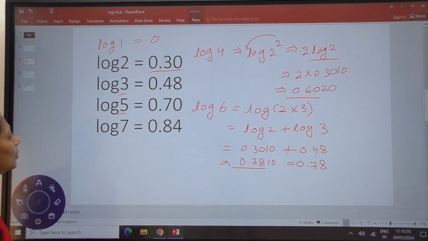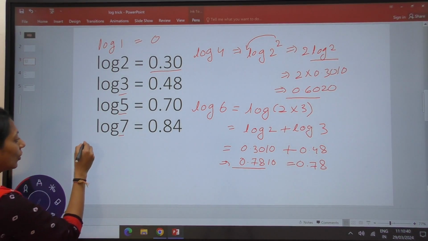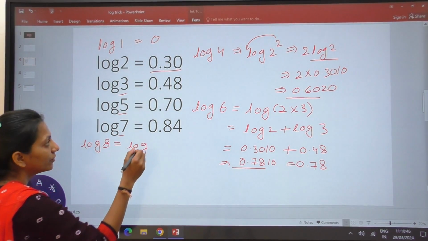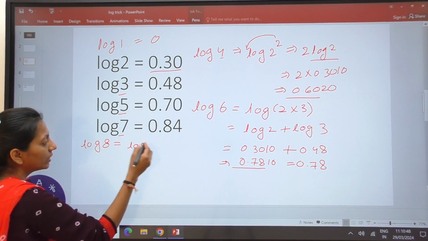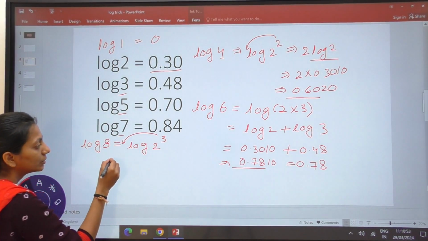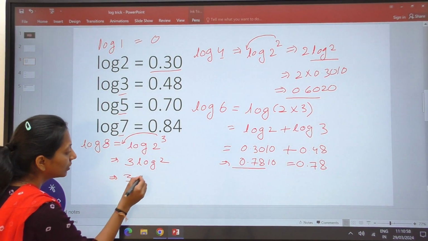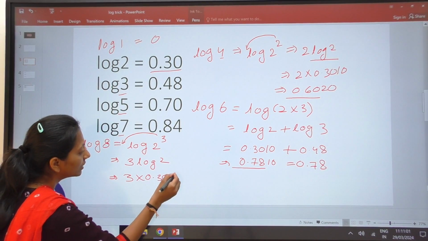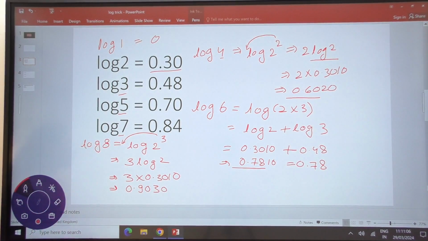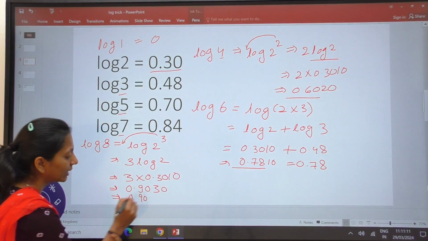Then log 6 we have derived. Log 7 is given as 0.84. To calculate log 8, once again we use the same kind of trick which we used for log 4. Can I write log 2 to the power 3? We move this 3 before the log, so 3 log 2. What is the value of log 2? 0.3010. On simplification, we get the value 0.9030, which can be approximately taken as 0.90.